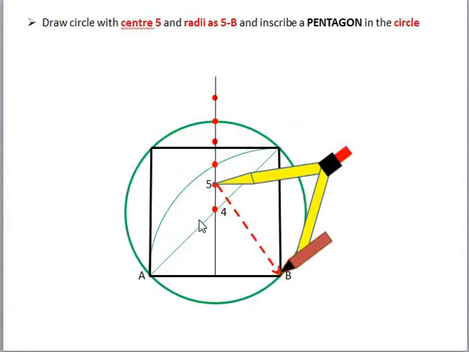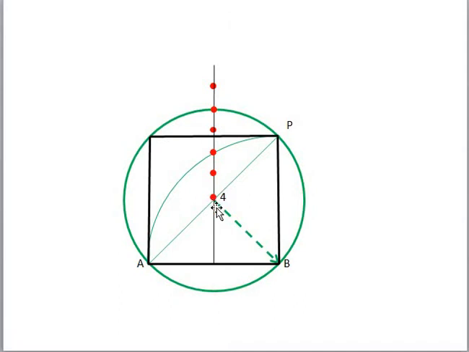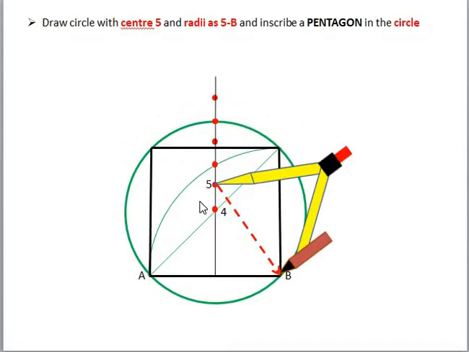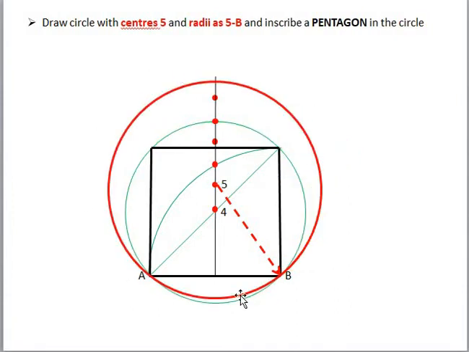Now, here I have taken 4. Now come to the upper point, just immediately above 4. The point is 5. Now take 5 as the center and radius as 5b, and similarly, draw one more circle. It will look like this. Inside the circle, you draw a pentagon. Since the given number is 5, you have to draw 5 sides.